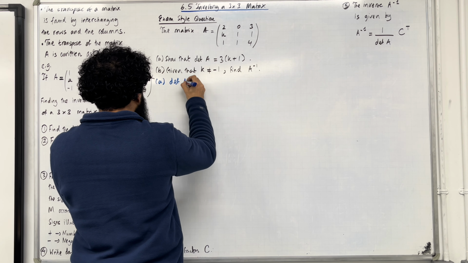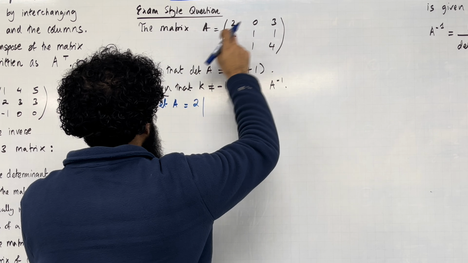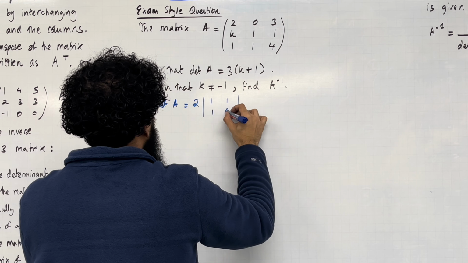Det A is equal to 2 multiplied by the minor of 2. So we have to delete the column containing this 2 and the row containing this 2. This gives me 1, 1, 1, 4.